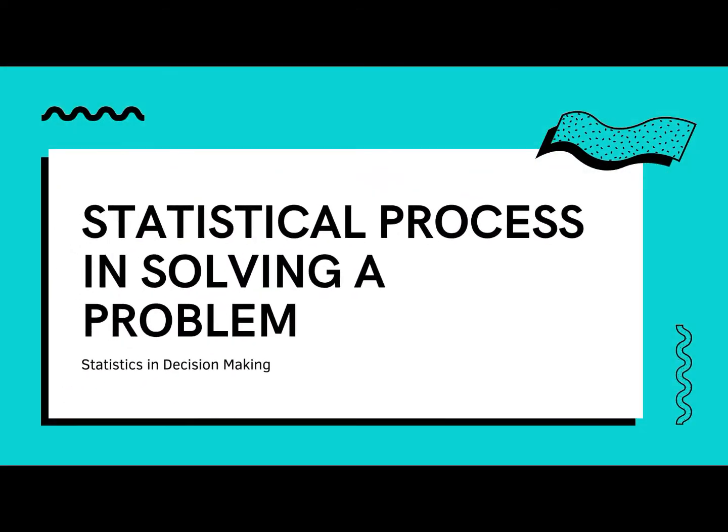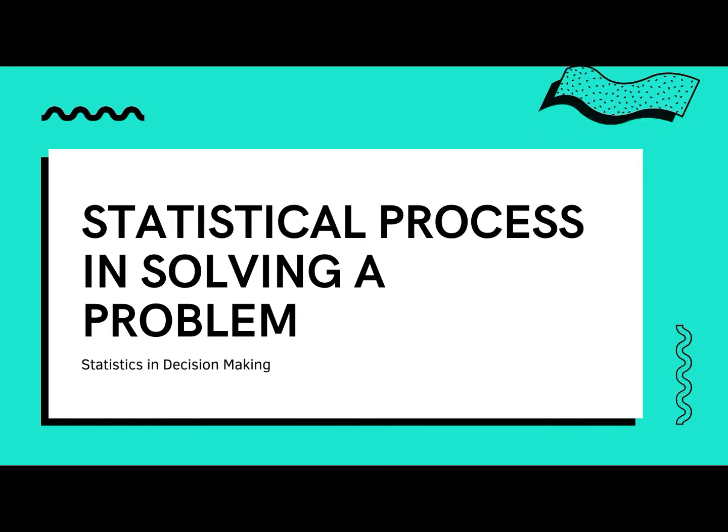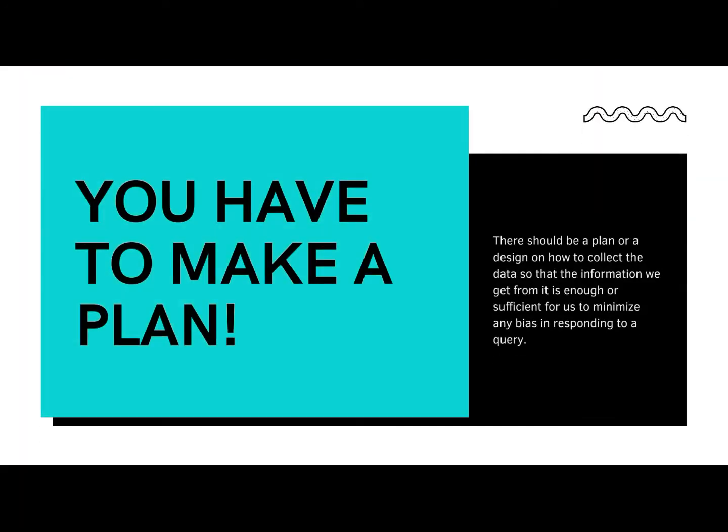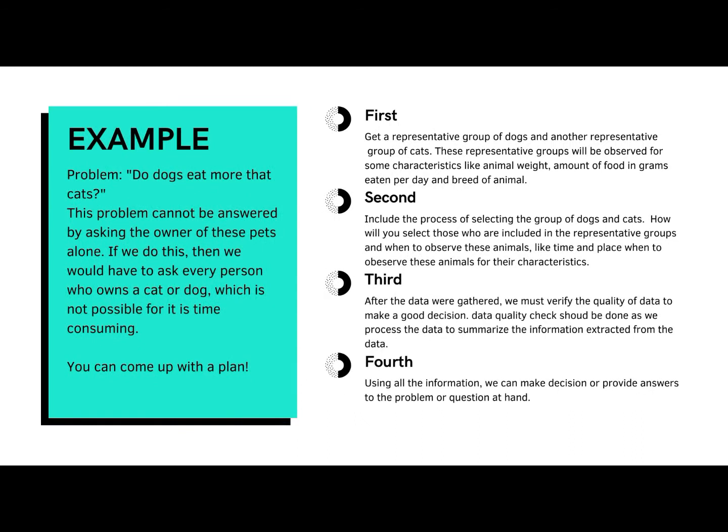Today we're going to talk about the statistical process in solving a problem, the role of statistics in decision making. Before you formulate a decision, you have to make a plan. There should be a plan or a design on how to collect the data so that the information we get from it is enough or sufficient for us to minimize any bias in responding to a query.